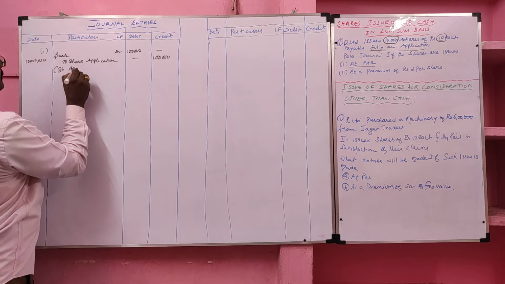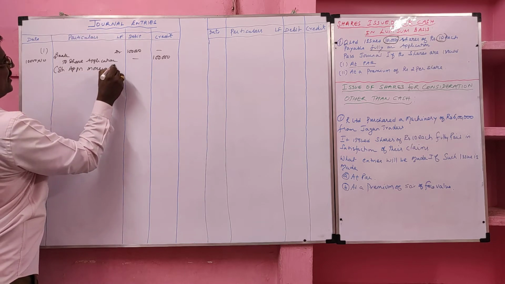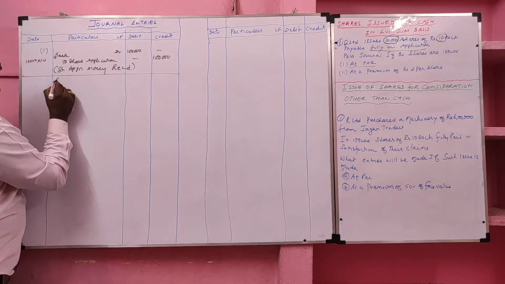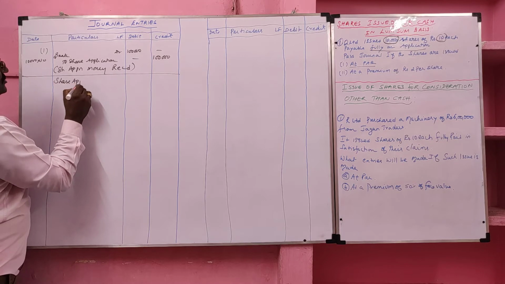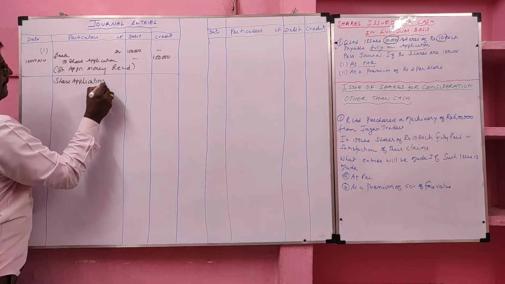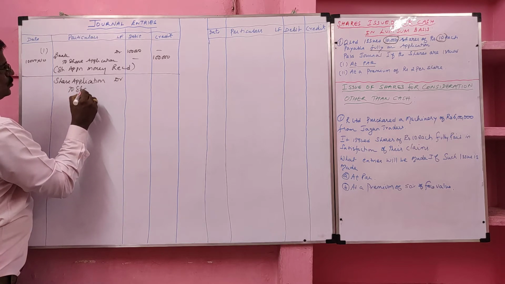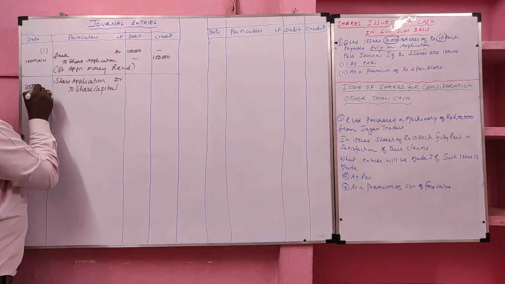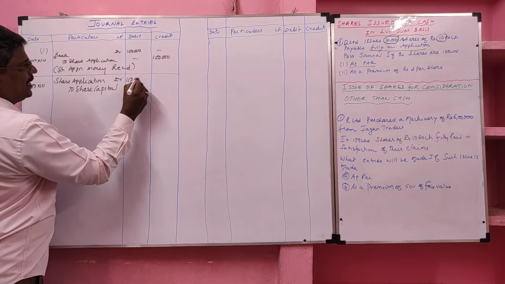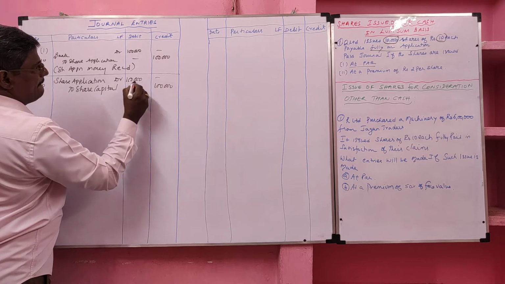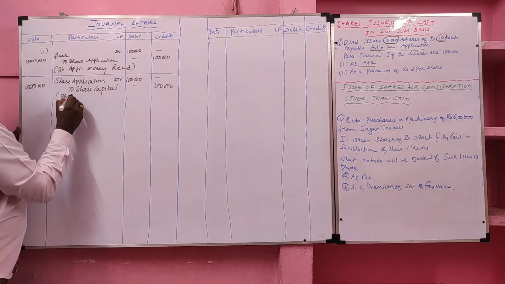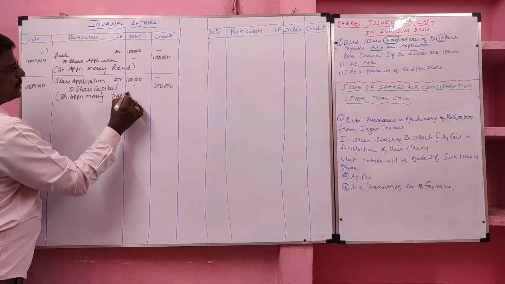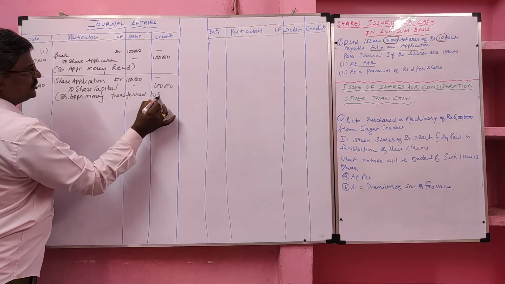Share application money received. Then after receiving share application money, immediately the share application money should be transferred to the share capital. Share application account debit to share capital. How much? Same value, 10,000 into 10, 1 lakh. Narration: share application money transferred to share capital.